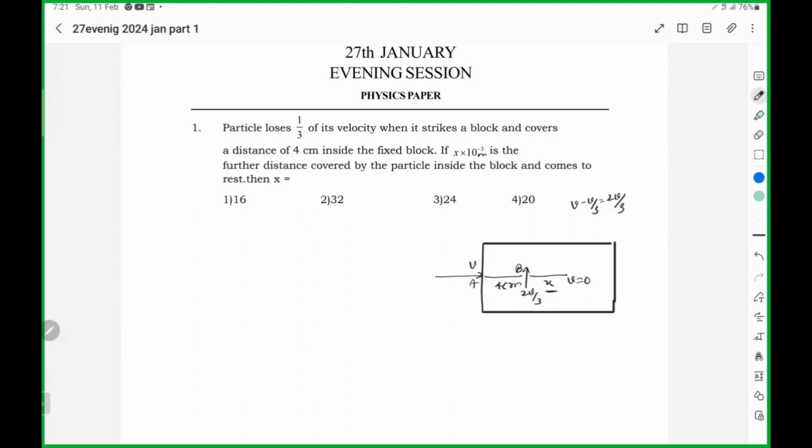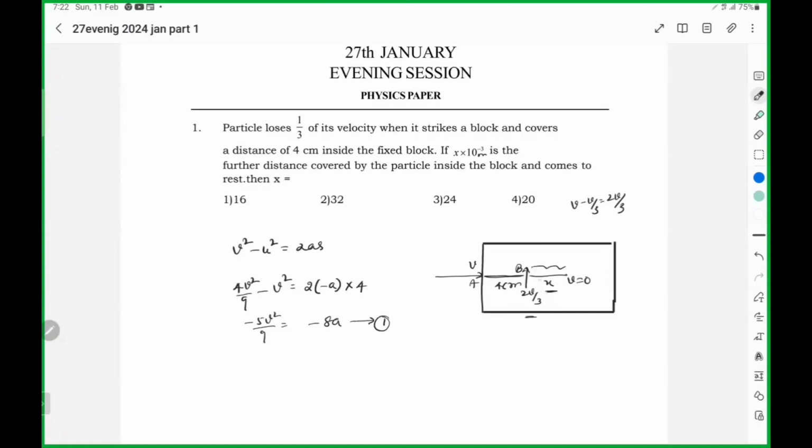So here, for one-dimensional motion, we use this equation. After traveling 4 centimeters, its velocity becomes 2v by 3. Substituting here, since velocity is decreasing, it is retarding, with the distance traveled being 4. We get minus 5v square by 9 equals minus 2a times 4. This is one equation.